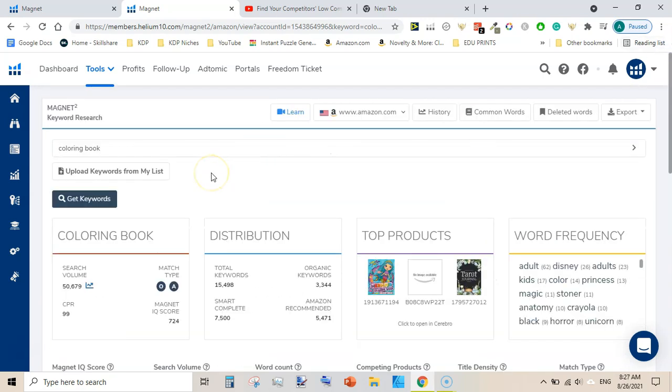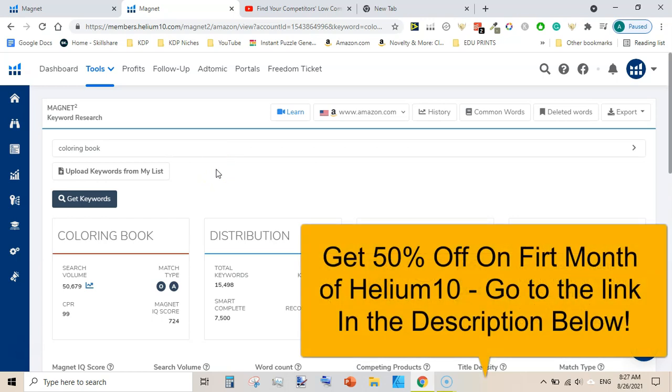So that is it. I wanted to share with you. By using Helium 10, you can get a lot of key niches and keywords.